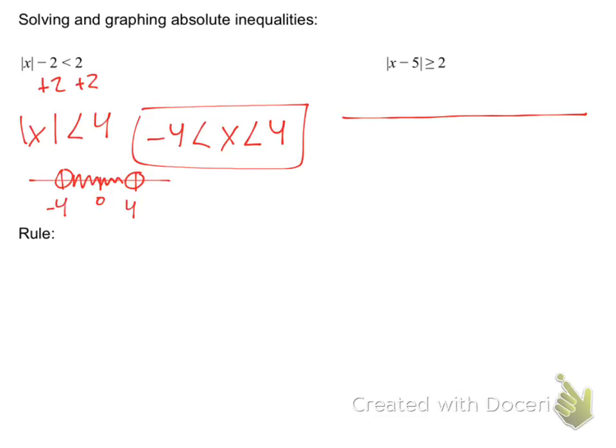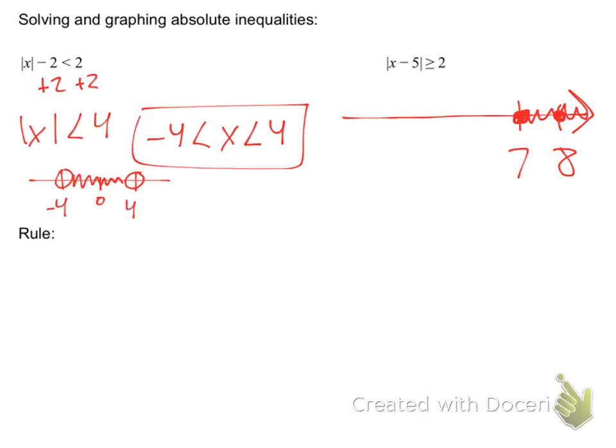7? If I put 7 in, it'd be 7 minus 5, which is 2. Absolute value of 2 is 2, and is 2 greater than or equal to 2? Yes, that would actually have to be a closed dot. It's included in there. That's good, it works. What's another number that works? 8. Does 8 work? 8 minus 5? Absolute value of 3? Bigger than or equal to 2? Yeah, that works. Okay, good. Oh, anything greater than 7.